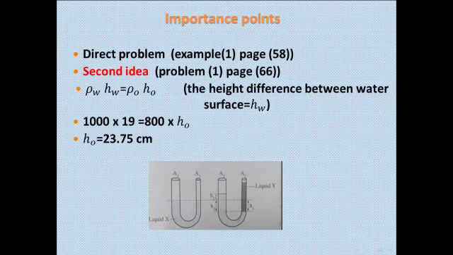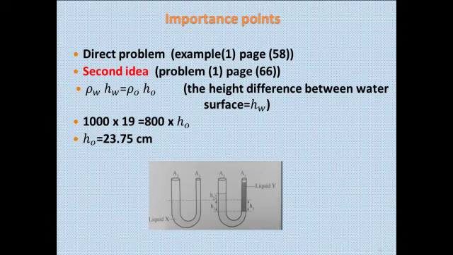Thank you. Now, number 1, direct problem. Direct problem like example 1, page 58 in the Moasser book. In example 1, you have the density of water, you have the density of oil, you have the height of oil, and I want to find the height of water. So rho water h water equals rho oil h oil, so I can calculate h water directly. So this is a direct problem.